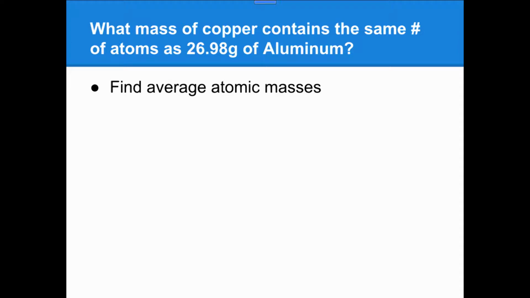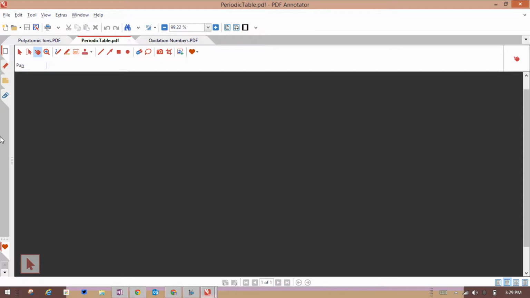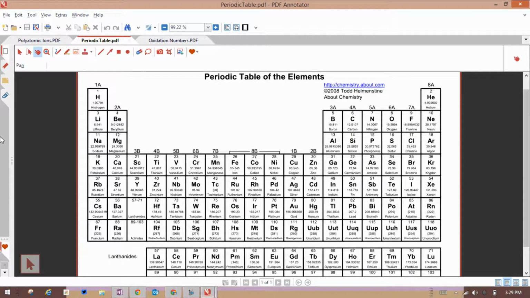Alright, so the first thing we've got to do is find the average atomic masses of copper and aluminum. So I'm going to switch over here to my periodic table, and I am going to find copper and aluminum. So if I look at my copper and my aluminum, and my pen is not working, hopefully, there we go. So copper, I look at this bottom number, the mass number, and I round it to 2 decimal places. So 63.546, I'm going to round that to 63.55.